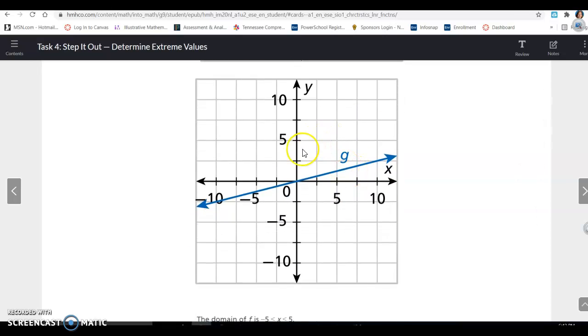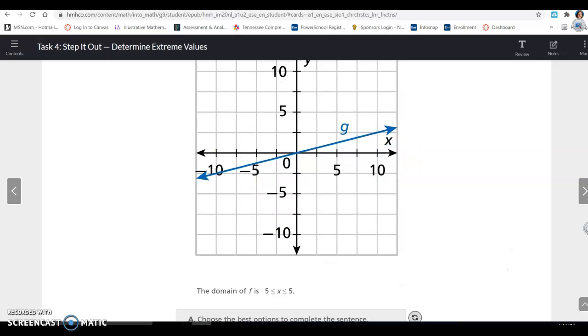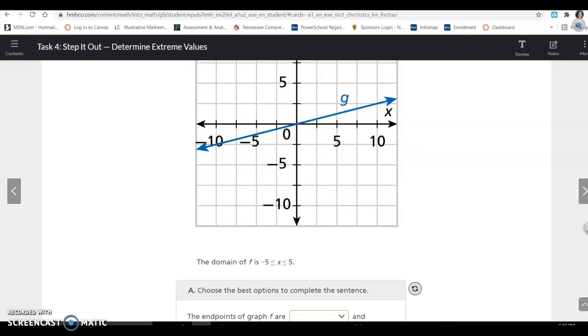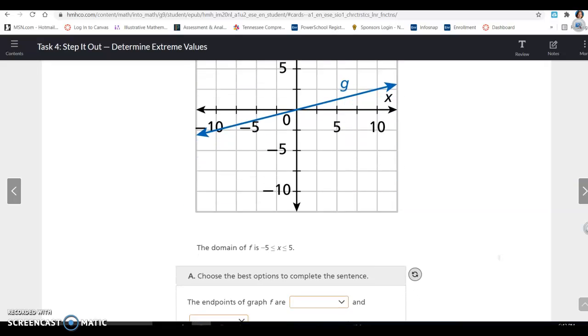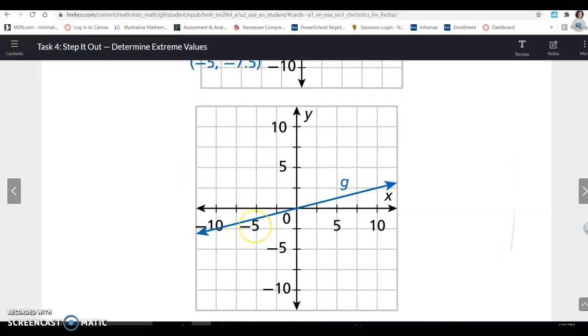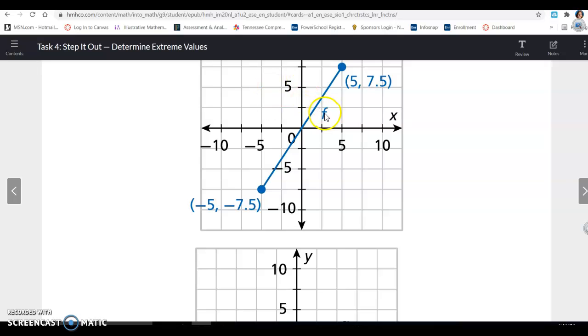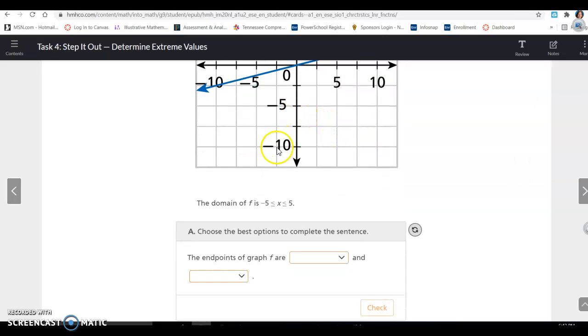For g, you can see that it continues infinitely in this direction, and it continues infinitely to the right. So both to the left and the right, it continues. That means the domain for this one is all real numbers. This says the domain of f. Again, the first function is f, so the domain is your x's. It goes from negative 5 to positive 5. So they wrote negative 5 to positive 5 as your domain.